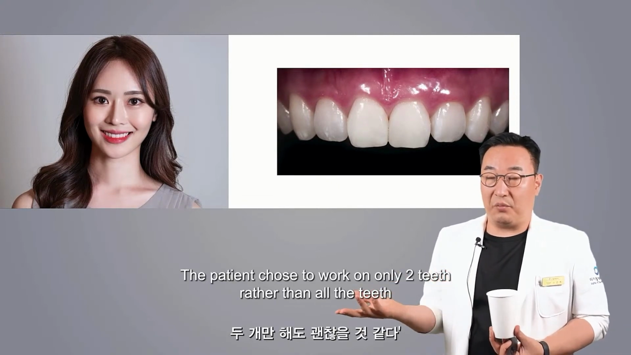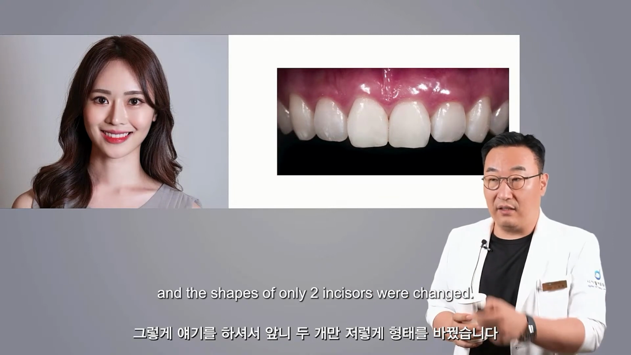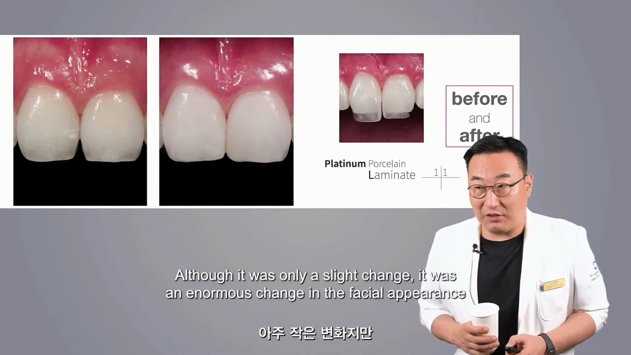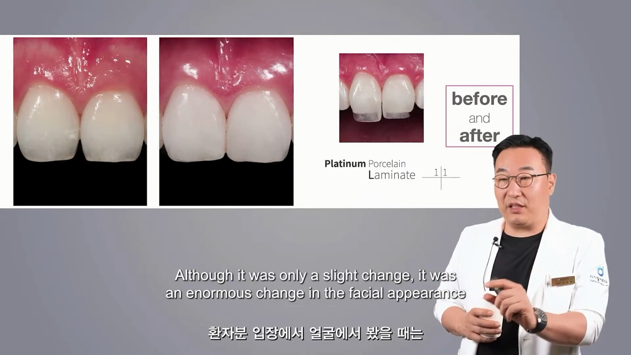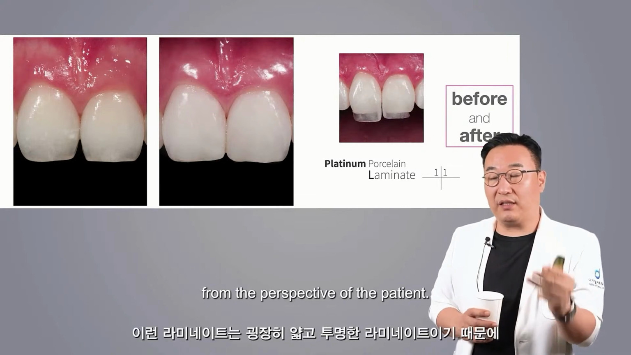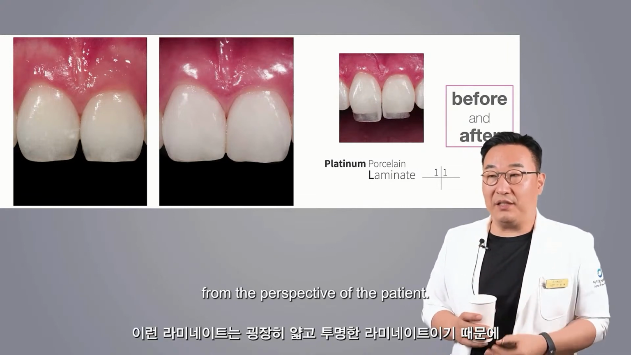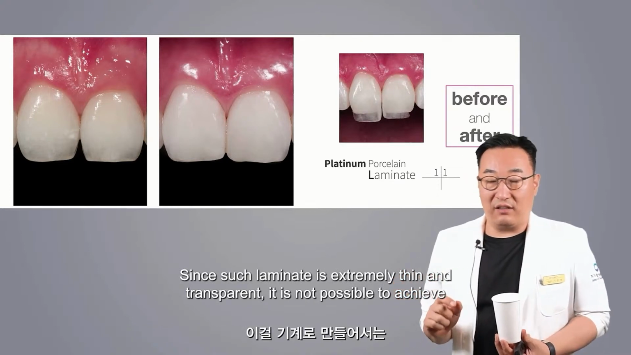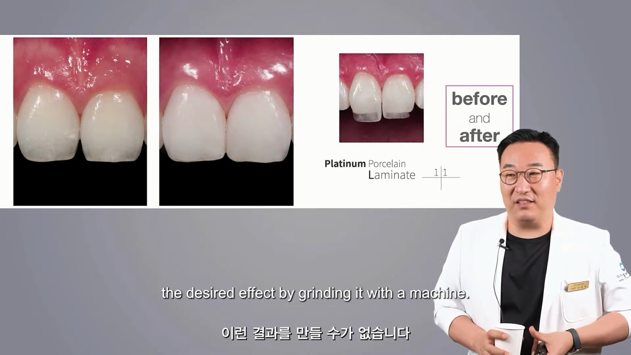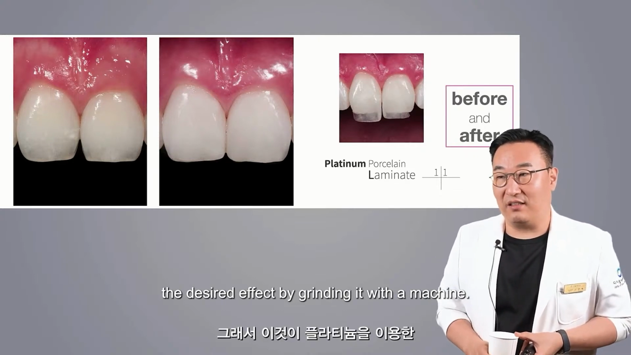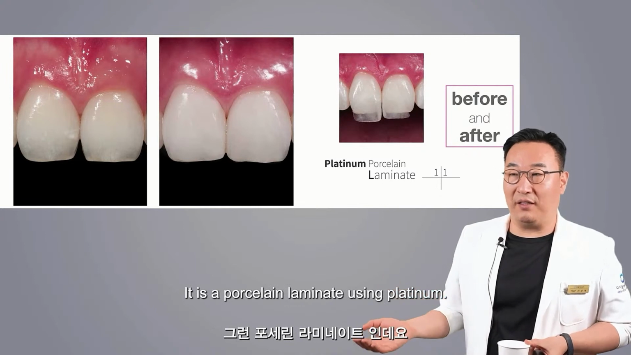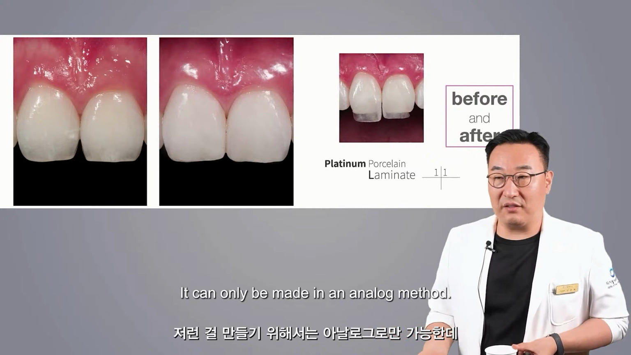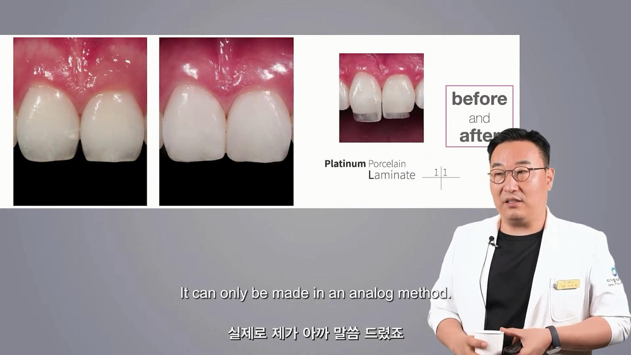The patient chose to work on only 2 teeth rather than all the teeth, and the shapes of only 2 incisors were changed. Although it was only a slight change, it was an enormous change in the facial appearance from the perspective of the patient. Since such laminate is extremely thin and transparent, it is not possible to achieve the desired effect by grinding it with a machine. It is a porcelain laminate using platinum. It is very thin. It can only be made in an analog method.